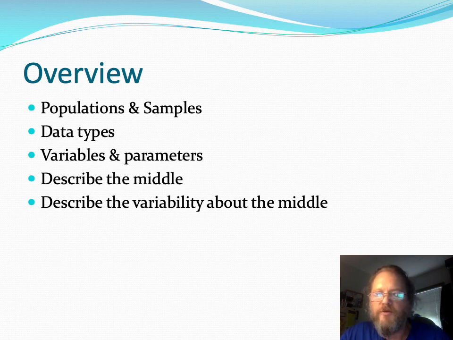One thing you need to do when you've collected data is describe it. Two characteristics of that description are: what does the middle look like? What does the average look like? As well as, what's the variability? Are all individuals alike, or are there differences? So a description about the middle, and a description about the variability about the middle. All right.